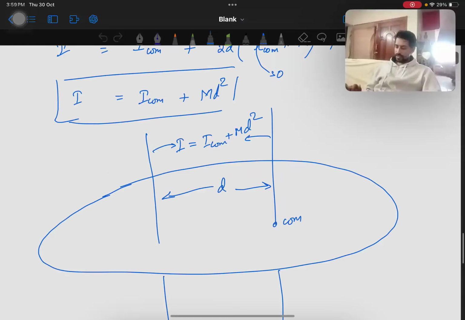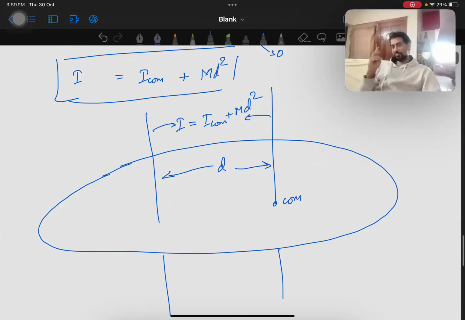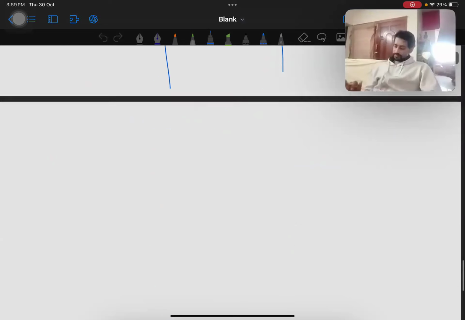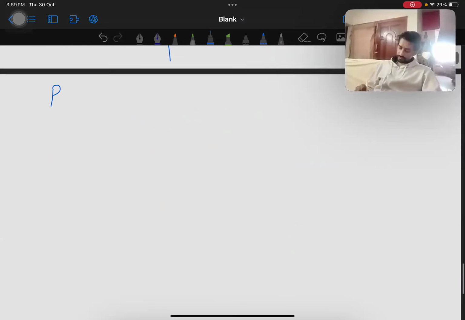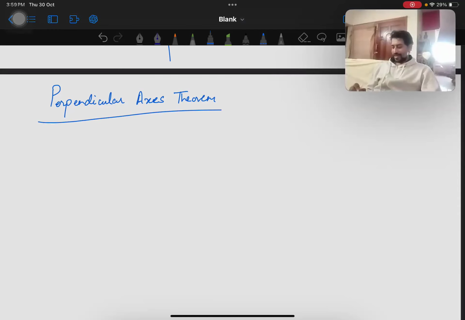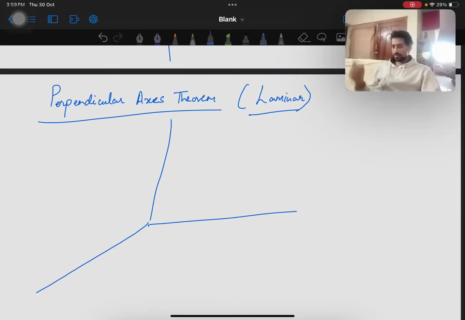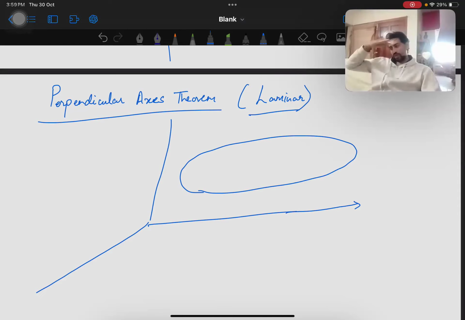Excellent. So now let's move on to the next proof, the perpendicular axis theorem. Perpendicular, as the name suggests, the axis must be perpendicular, instead of being parallel. And these are only valid for laminar or planar structures. Fine. So let's select over here a planar structure. It could be any kind of shape, but the mass must be confined in one plane only.